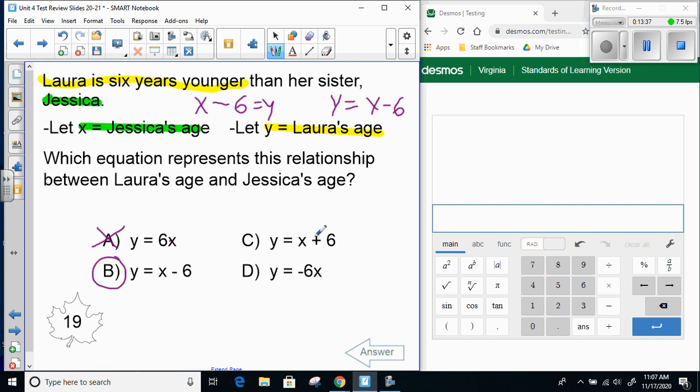Choice C says y equals x plus 6. You just got to be careful here. X is Jessica's age. So again, if Jessica was 15 years old and I wanted to figure out Laura's age, I would want to subtract 6 from Jessica's age, not add 6. D says y equals -6 times x. We're not going to multiply -6 times Jessica's age to get Laura's age. That doesn't make any sense here. So the only choice here that makes sense for this scenario is choice B.